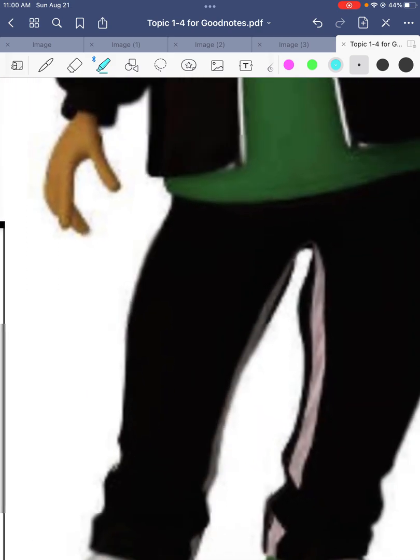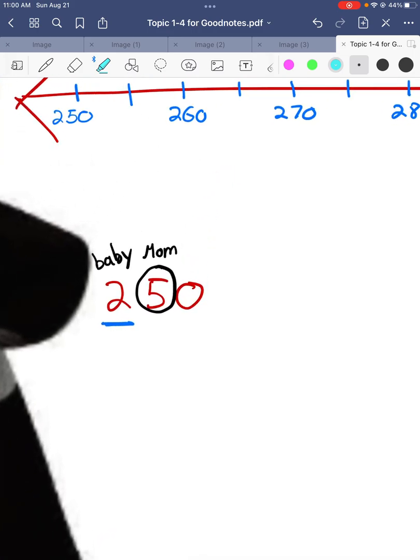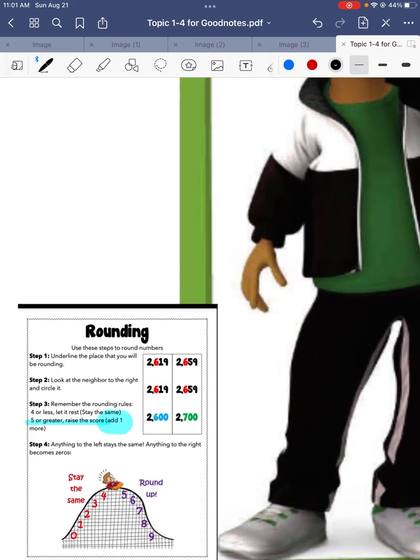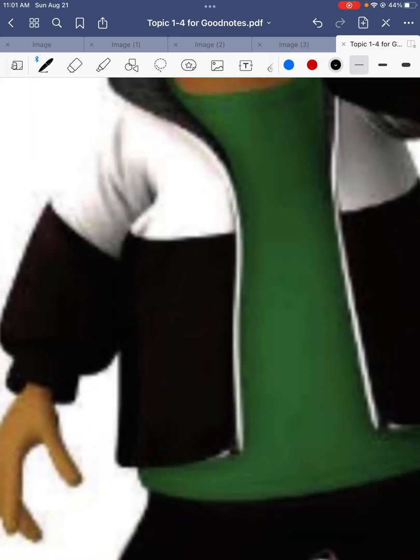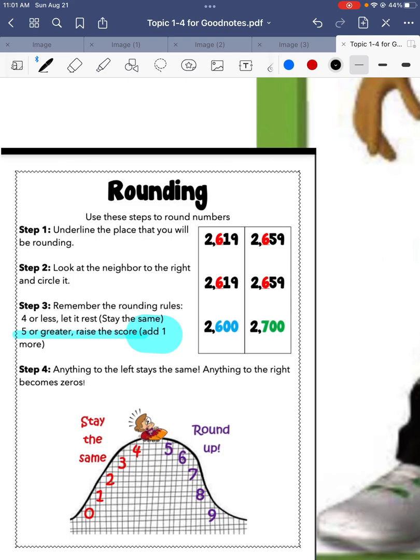So I'm going to go back here, and the mom is 5 or more. That means the baby, I'm going to add 1 more to it. 2 plus 1 is 3. So the baby, the 2, is going to turn into a 3. And then if I go back here, the last step says anything to the left stays the same.